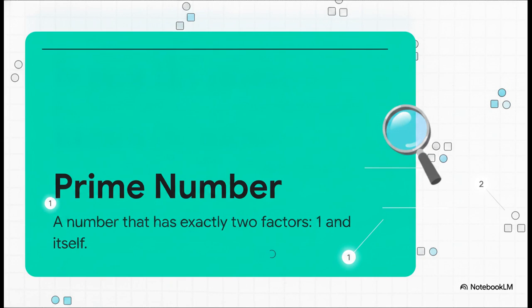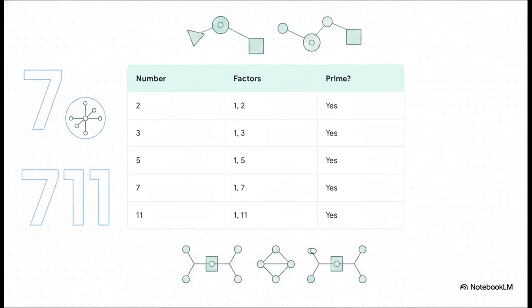So for a prime number, it's super exclusive. It can only be created by multiplying 1 times the number itself. That is literally it. It has exactly 2 factors, making it a pure, fundamental building block in math. Notice how every single number in this sequence possesses strictly 2 factors.